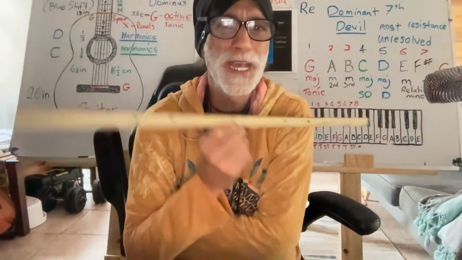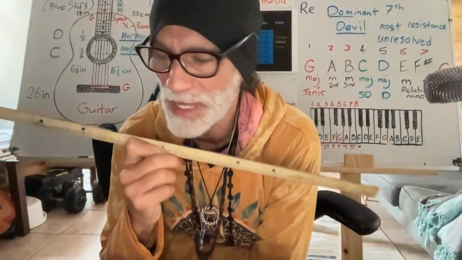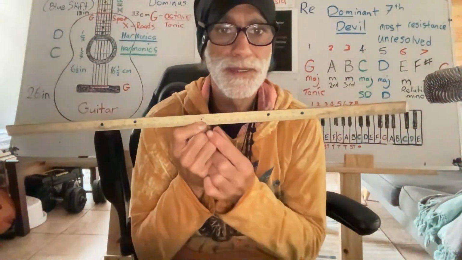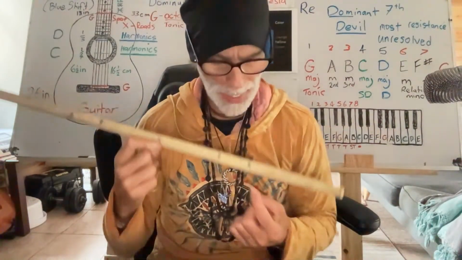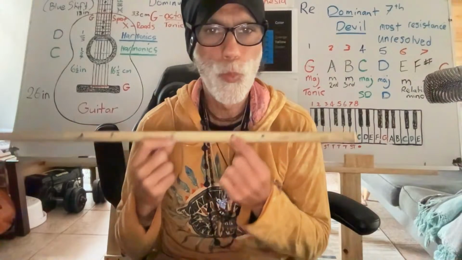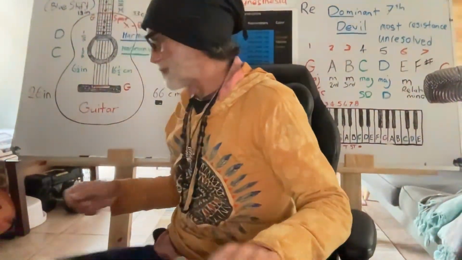Now, what are the chances that the three most popular chords of every single song in the history of history always use the tonic, the home base, and then the subdominant and the dominant? What are the chances of that?